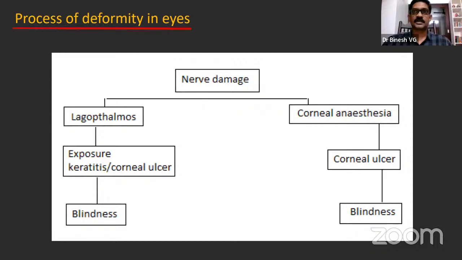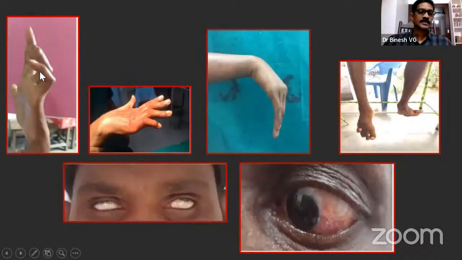And there will be an exposure keratitis, corneal ulcer, and opacity, leading to blindness. Trigeminal nerve can also be affected. It will lead to corneal anesthesia and corneal ulcer and blindness. Okay. So these are the pictures of some of the deformities that have already occurred in patients.